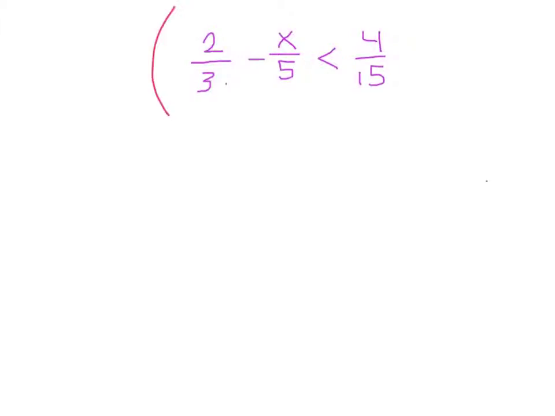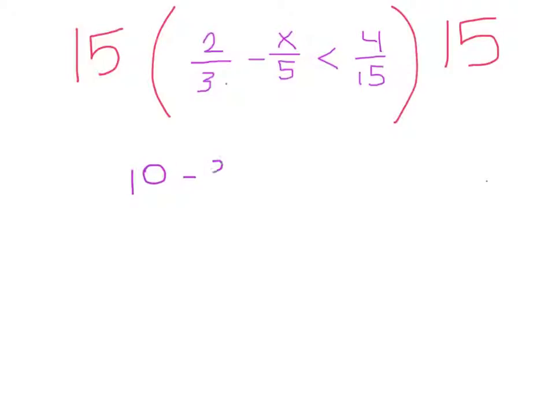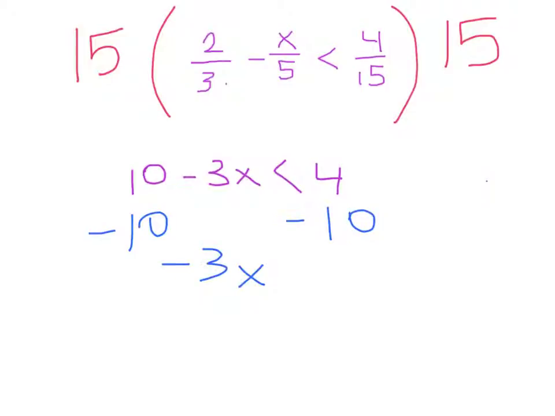Now we're going to multiply everything by 15 because the denominators are all factors of 15. And then by multiplying the denominators by 15, we end up with 10 minus 3x is less than 4. Now we're going to subtract 10 from both sides, and we'll get negative 3x is less than negative 6.